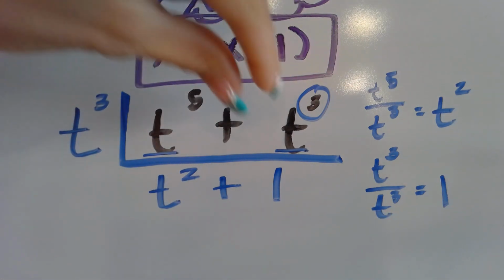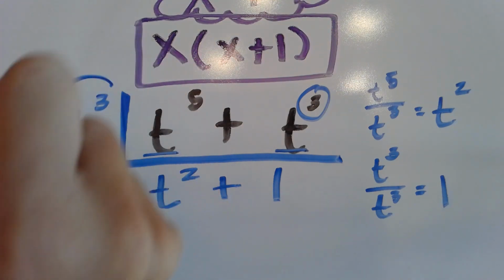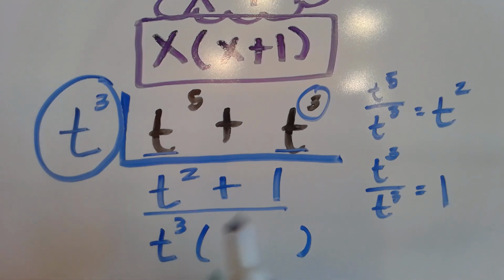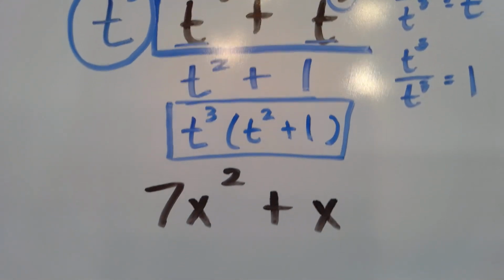Okay? So essentially I'm pulling things out. So I'm going to write our final answer. We take the piece that we pulled out and we put that on the outside of our parentheses, t to the 3rd times, and whatever it is right here, t squared plus 1. And that is our final answer here. Let's look at another example.